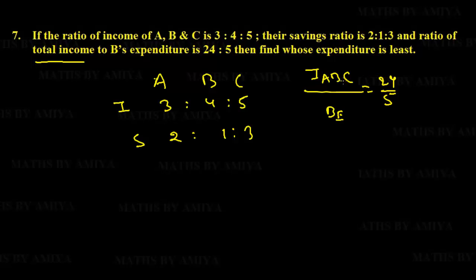We have income of A plus income of B plus income of C is 24. Now we have to find the income of A, income of B, and income of C. The summation total is 3 plus 4, 7 plus 5, 12. We want 24, so we have to multiply by 2 in the income part. I hope this one is clear. We merge the income part, which is 24. And B's expenditure is 5 if the total income is 24.